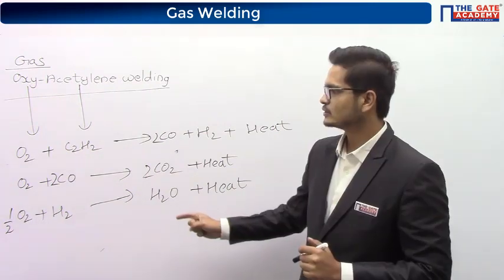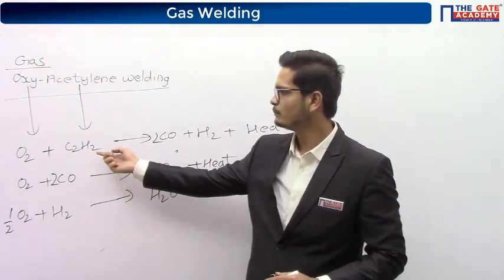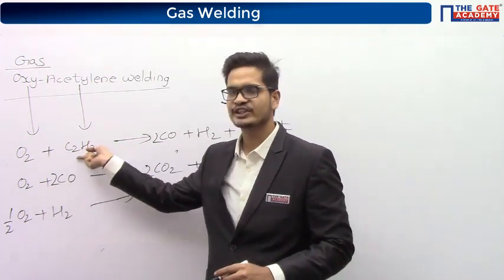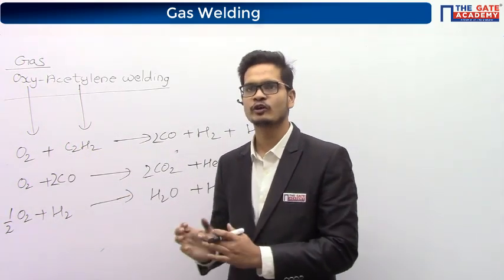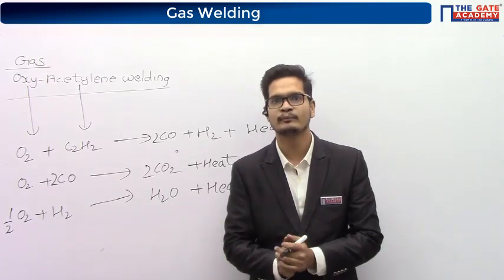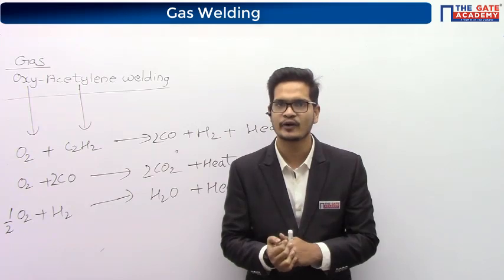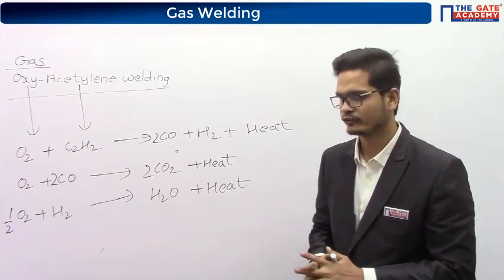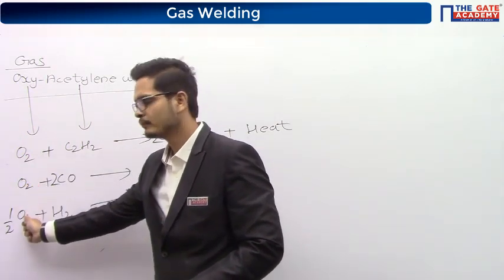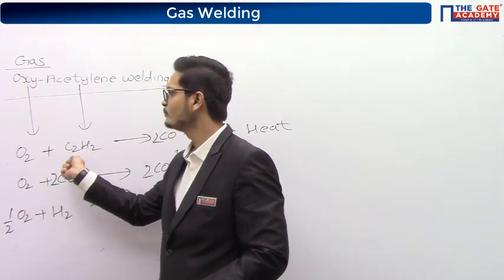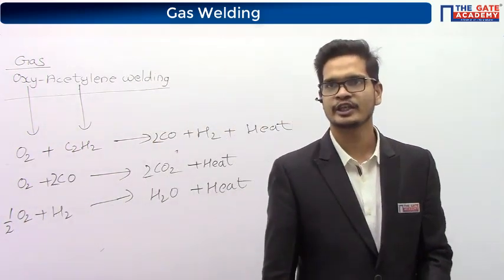Okay. So from the reaction, can you tell me, for complete burning of 1 mole of acetylene, how many moles of oxygen are required? 2.5. Very good, guys. 1 plus 1, 2 plus 0.5. So for complete burning of 1 mole of acetylene, 2.5 moles of oxygen are required.